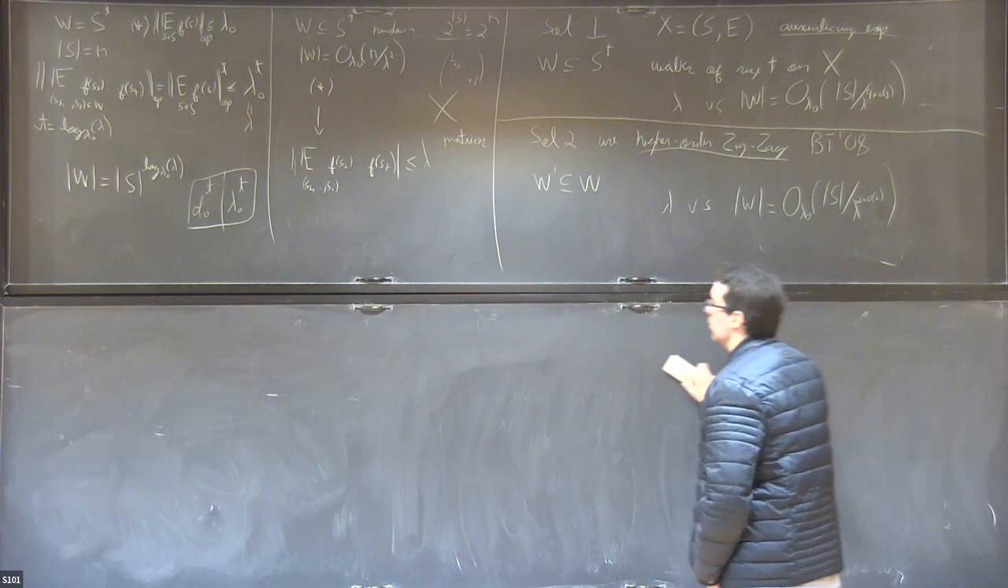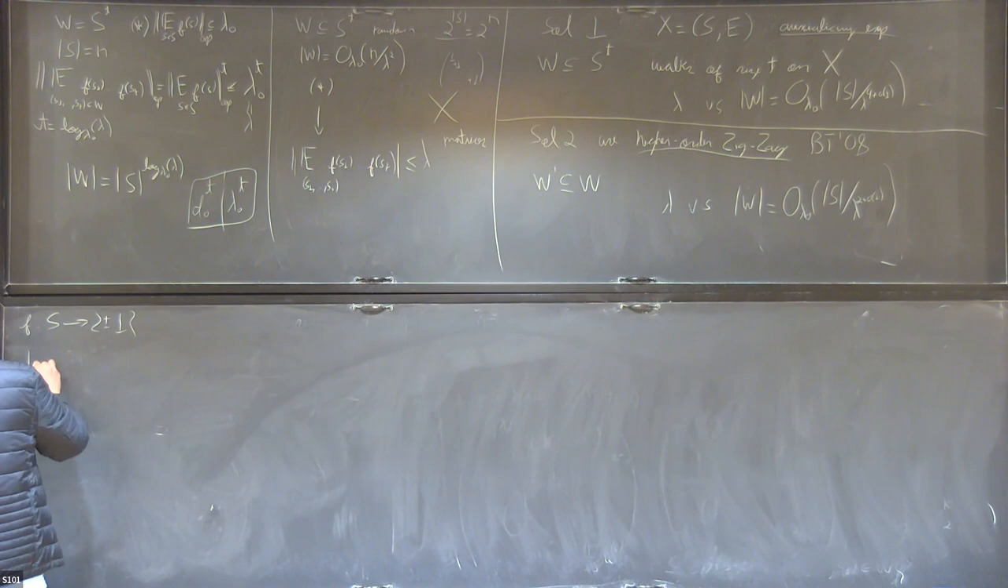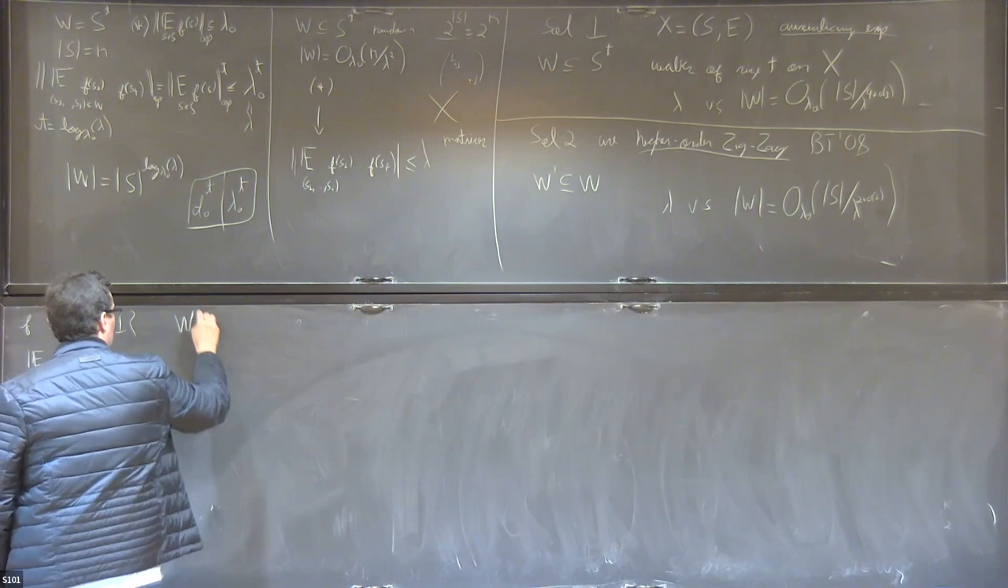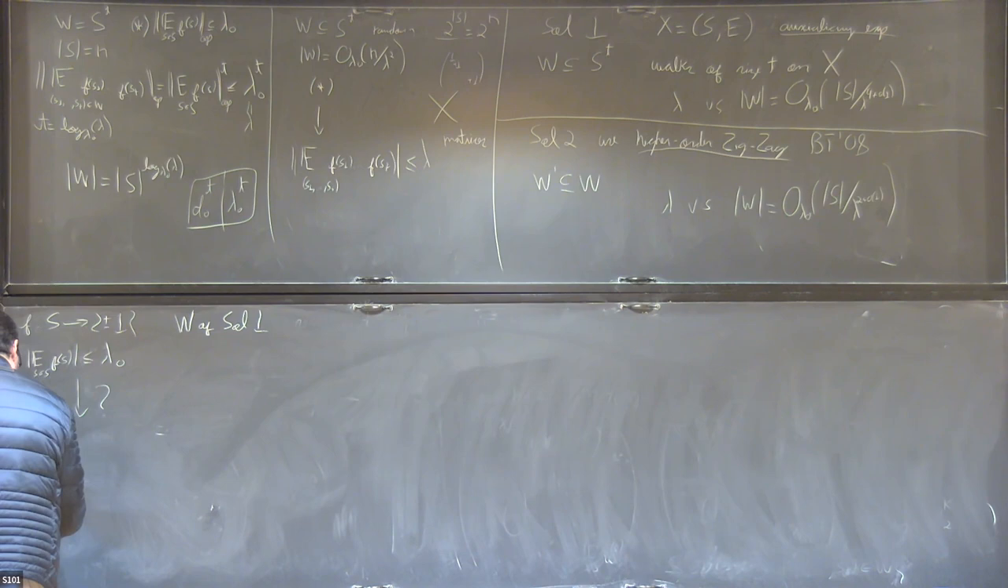Okay. So now let's say that we are back in this scalar case, plus or minus one, very intuitive, right? We start with the assumption that this F has small bias, meaning that the expectation over this multiset of F of S is at most some lambda naught. And you would like to understand what happens with this W, with W of solution one, so short walks on an expander. So now we'd like to understand what it implies for this product, F of S1 through F of St.